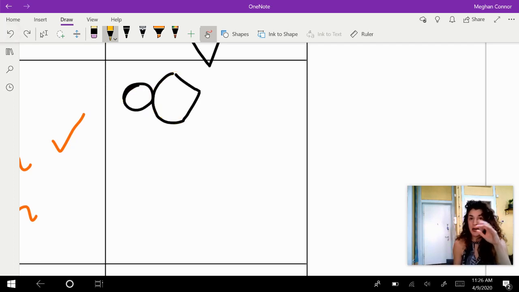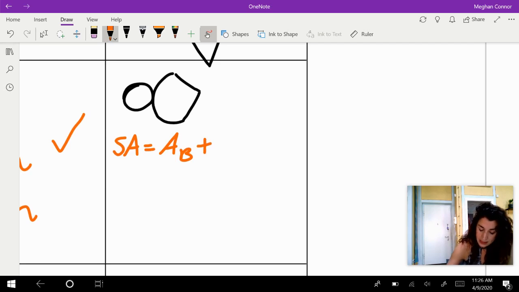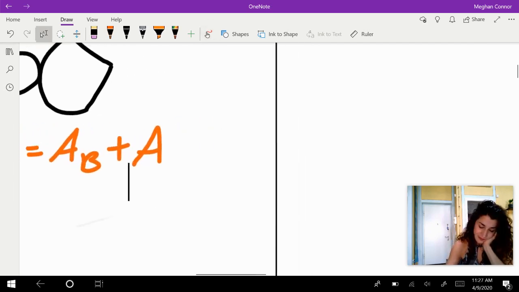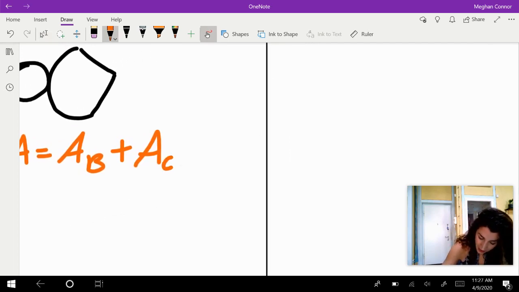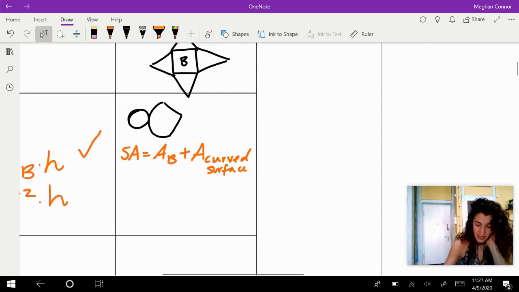It's really crazy. So we're trying to find, with surface area, the area of all of the surfaces. So it's going to be SA equals the area of the base plus the area of the, on your formula packet, they call it the curved surface. So I guess I'll write curved surface. That's a lot of words to put in subscript, but that's the idea, is you're finding the area of those two surfaces and adding them together.